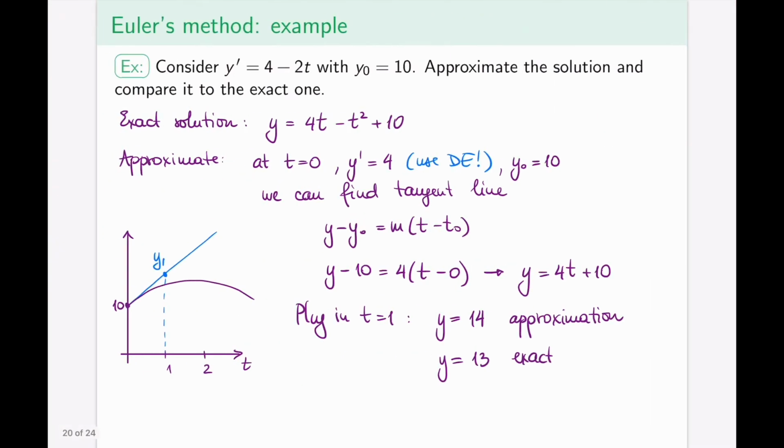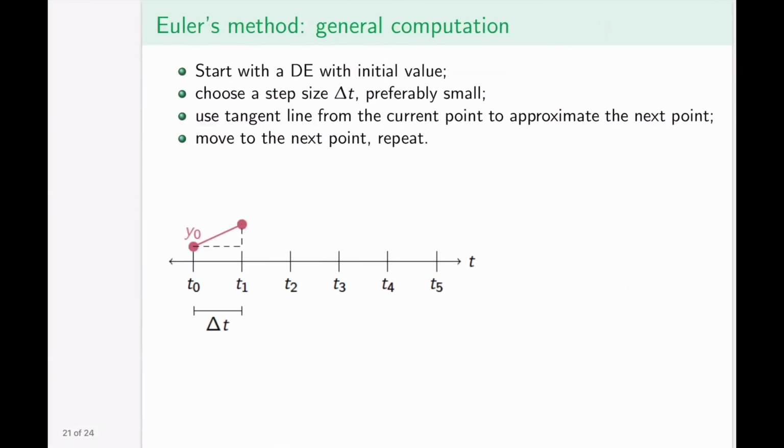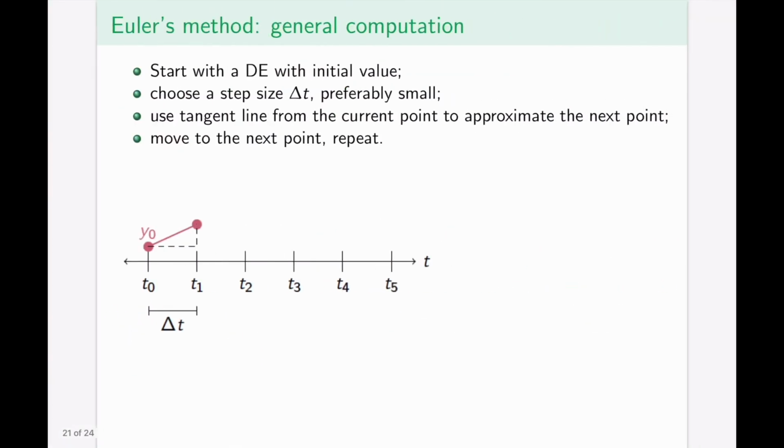In the previous example, we chose the step size of 1, but it can really be anything. If I chose the step size, for example, of 0.5 here, then we would simply be plugging in 0.5 into our tangent line, or the exact solution if we have it, but the method doesn't really change. Then we use the tangent line from the current point to approximate the next point. We move to the next point and we repeat all of the same steps over and over again.